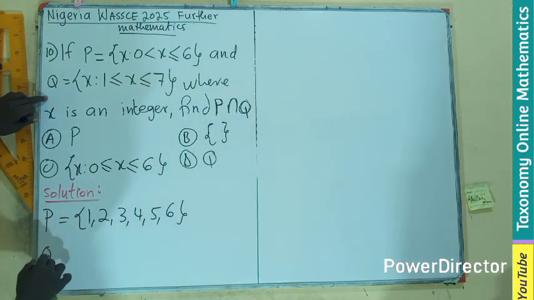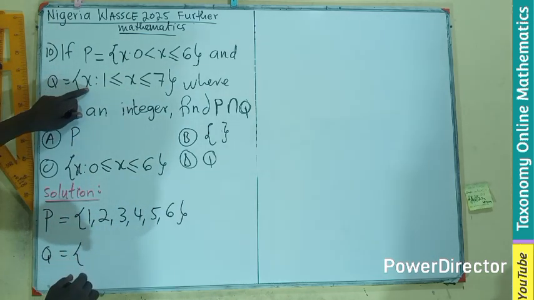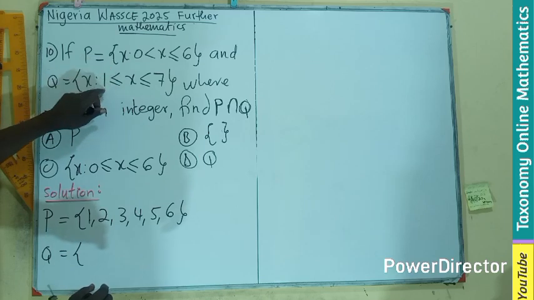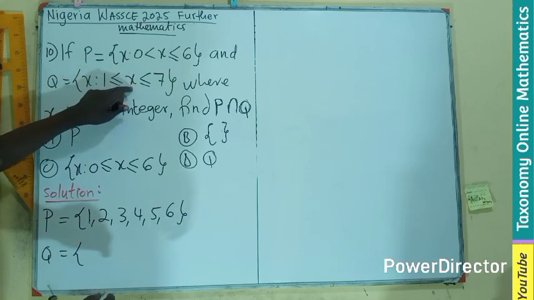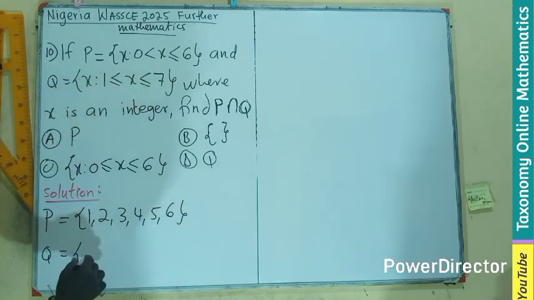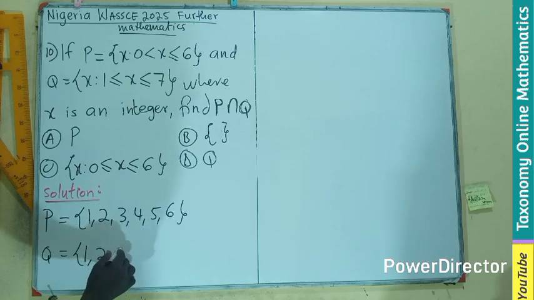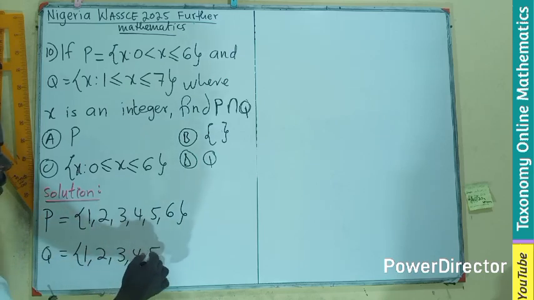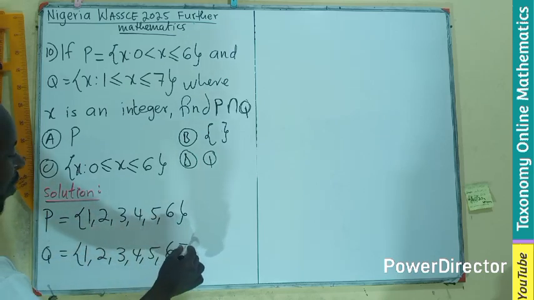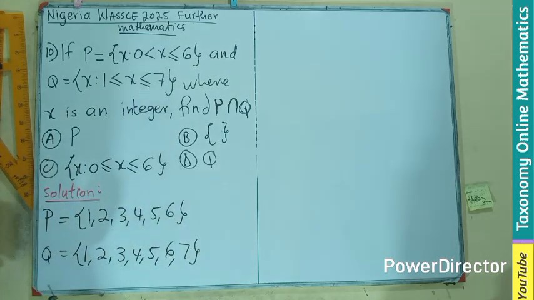Then Q is also a set of x such that 1 is less than or equal to x, x is less than or equal to 7, meaning 1 is included, 2, 3, 4, 5, 6, and what? 7. So now what are we looking for?